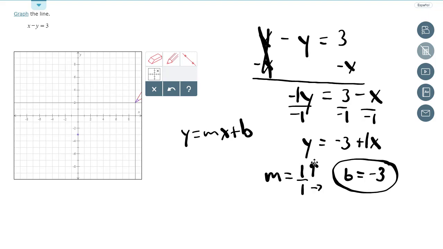Then you're going to use your slope to get to the second point. The slope tells you how to get from this point that we just put to your second point. So from the y-intercept, you're going to go up 1, right 1. So from here, up 1, right 1, put my point, and that's it. Go to my line tool, I click on each point again, and now I have the graph of the line x minus y equals 3.